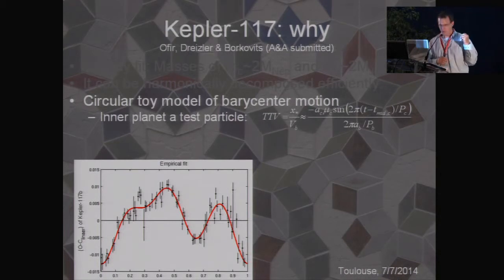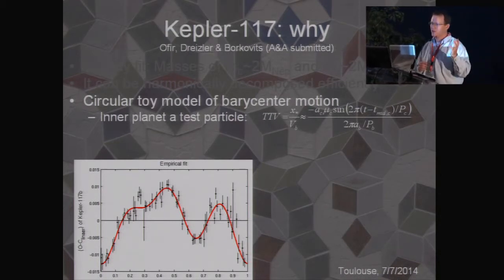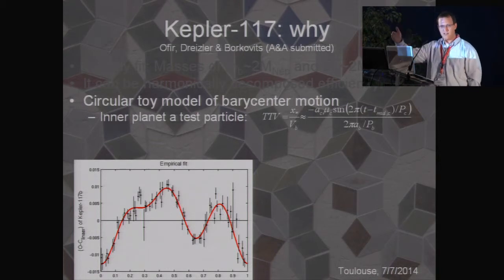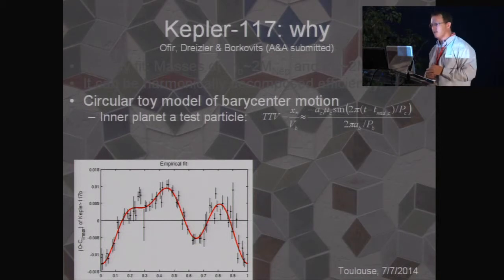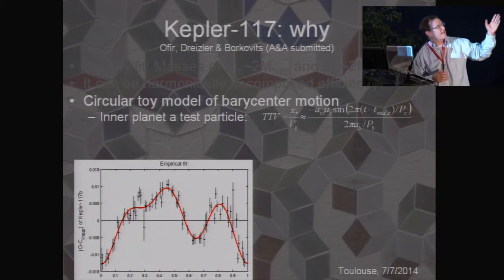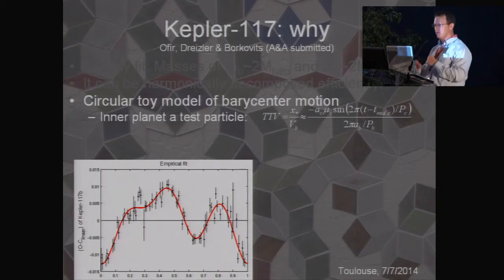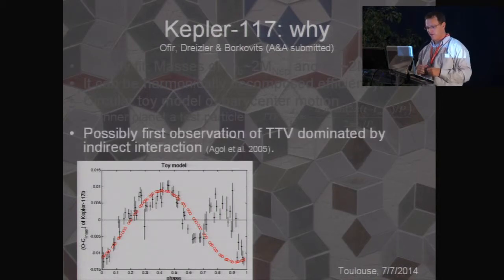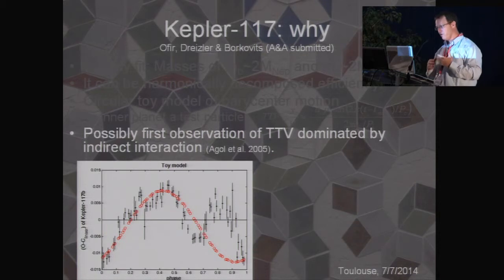The first toy model is just what Agol et al. suggested: that the barycentric motion of the star, the star's motion around the barycenter of the entire system, specifically because of planet C, is just sampled by the transits of planet B. And what you see as TTVs is just the location X of the star in this orbit, and the time it takes for planet B to get there, which is the velocity of planet B. This toy model predicts the amplitude and phase of the TTVs very nicely. So this is maybe the first system with a significant, if not dominant, component of indirect interaction.